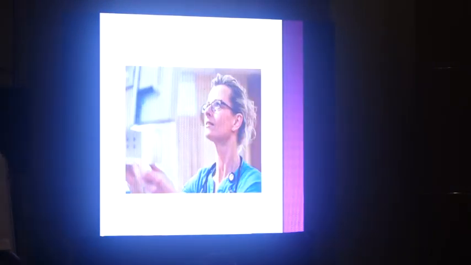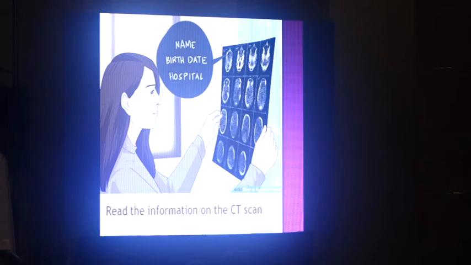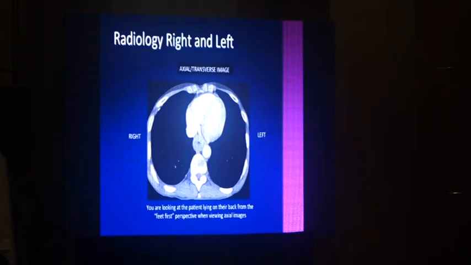Now, how to interpret these CT scan films? Read the information on the CT scan. At least we should know that we are observing the right film, the right patient. Now, our left is the patient's right, our right is the patient's left. This is the transverse view, and we are looking at the patient lying on their back from the feet first perspective when viewing axial images. That means this will be anterior, this will be posterior.